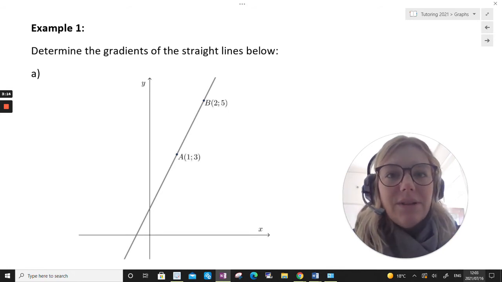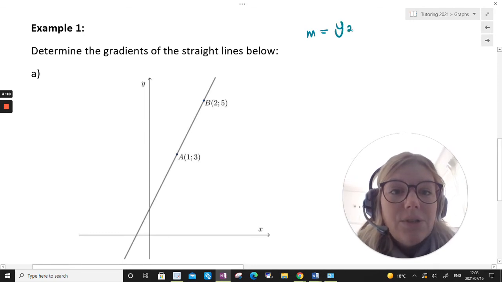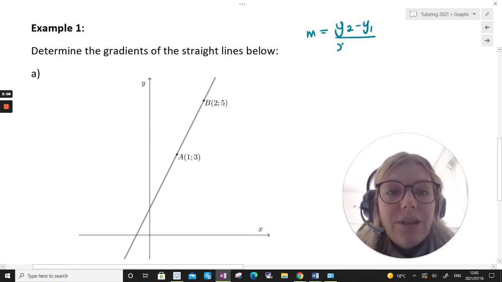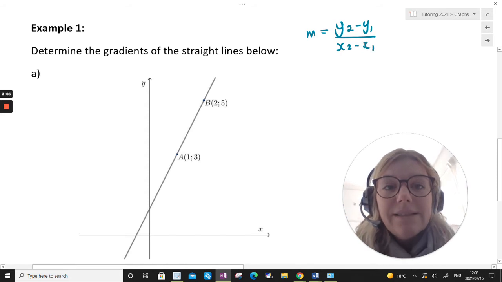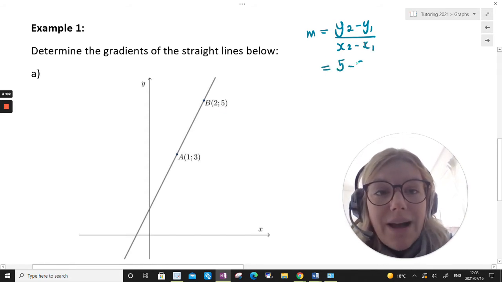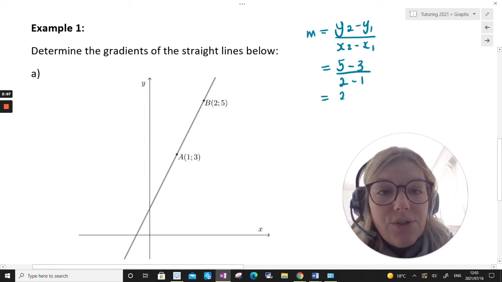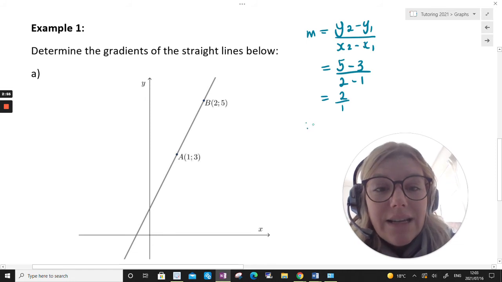But as we're working through this together now, we know that our gradient formula is m, which is equal to the change of y over the change of x. And so we're going to look at our y values. So we'd say 5 minus 3 over 2 minus 1, which gives us 2 over 1. And so our gradient would be 2.